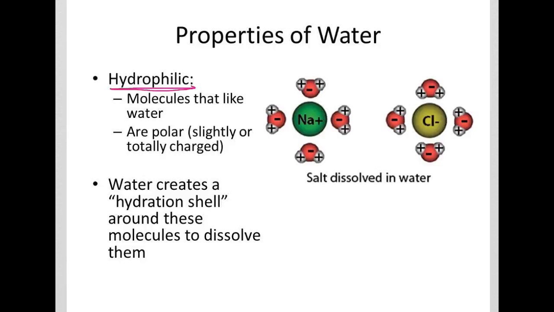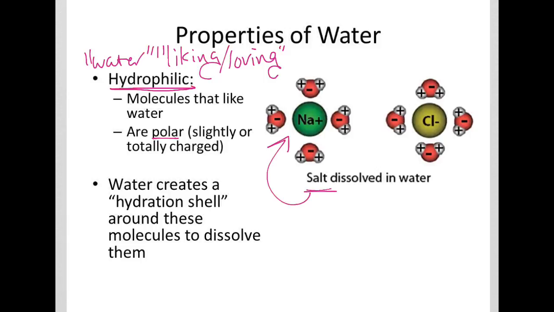This word called hydrophilic, which, as you can imagine, means water for hydro and liking or loving. Hydrophilic. And these are going to be molecules that like water. Hydrophilic molecules will be polar, so they'll be slightly charged, or they can also be totally charged. So, for example, salt, which was one of our examples of an ionic compound, is ionic. It's totally charged. The sodium is just a positive ion, and the chloride is a negative ion.